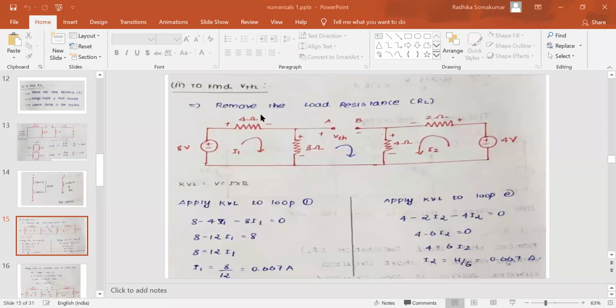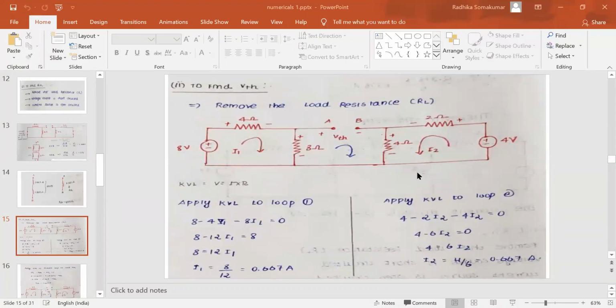8 minus 4I1, very good, minus 8I1 equal to 0. Exactly, very good. So this is the first KVL equation for your loop, or mesh current I1. Similarly, you can write the mesh equation for the second mesh also.